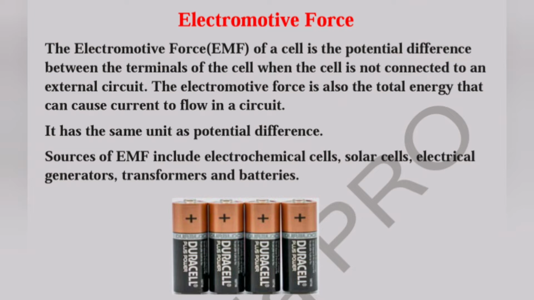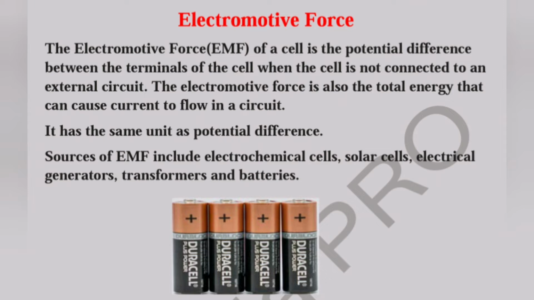It is not only a battery that is a source of electromotive force. Other sources of electromotive force are solar cells, electrical generators, and transformers. A good example of electromotive force in your everyday life is this. If you buy a new battery like the ones you use in your remote control, you will see 1.5 volts written on it. That 1.5 volt is the electromotive force.